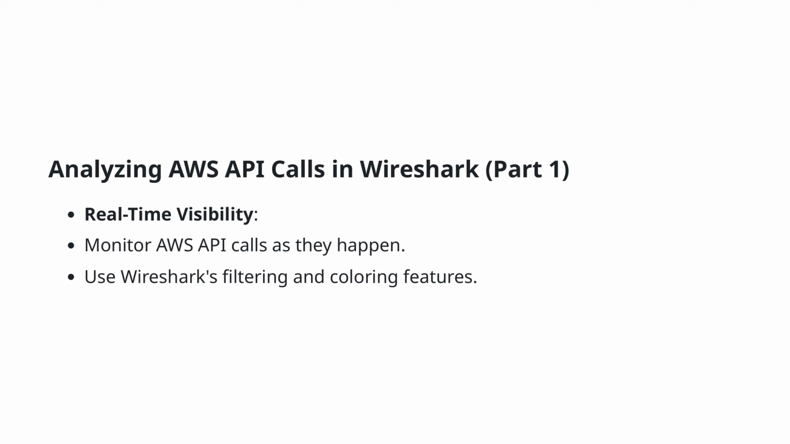In this section, we will focus on analyzing AWS API calls in Wireshark. By utilizing Wireshark, you gain real-time visibility into your AWS environment, allowing you to monitor API calls as they occur. This can be incredibly beneficial for understanding how your infrastructure interacts with the AWS cloud. Wireshark's filtering and coloring features come in handy to enhance your monitoring. Filters help you zero in on specific API calls or types of traffic, while the coloring functionalities allow for easier visual differentiation between various events, making the overall analysis more manageable. These tools are essential for a thorough inspection and understanding of your network activities.